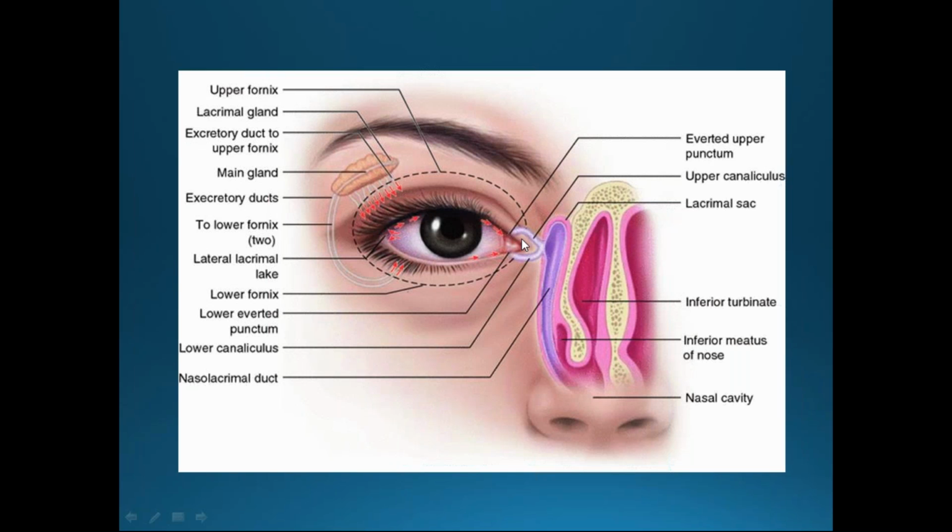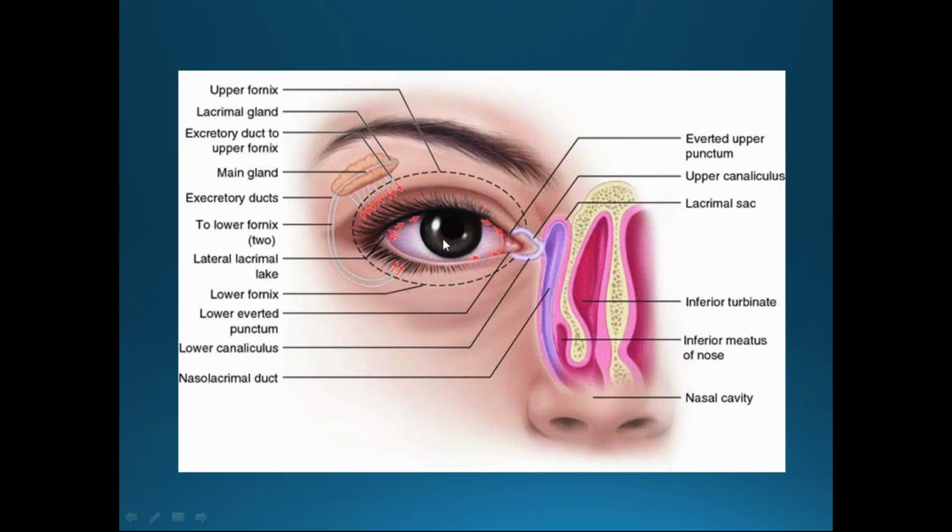This is the superior canaliculus. This is the punctum. This is the lower punctum. This is the inferior canaliculus. This one is the common canaliculus. This is the lacrimal sac: fundus, body, and the neck. From the neck, there will be the nasolacrimal duct. This is the nasolacrimal duct, which starts from the neck of the lacrimal sac. This is the neck of the lacrimal sac. From there, the nasolacrimal duct. This entire thing is the nasolacrimal duct. This is the inferior meatus. The nasolacrimal duct opens into the inferior meatus of the nose.